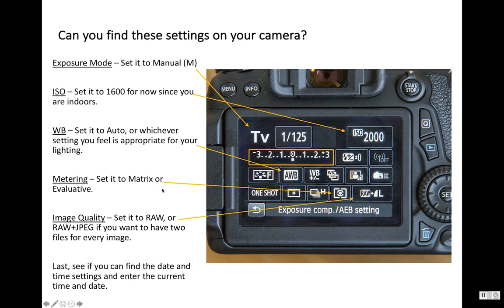Metering, let's set it to matrix or evaluative. Image quality, make sure you set it to RAW or RAW plus JPEG if you want to have 2 files for each image. And lastly, see if you can find in your menus your date and time setting and set the current time and date.